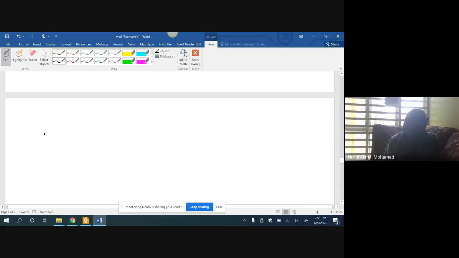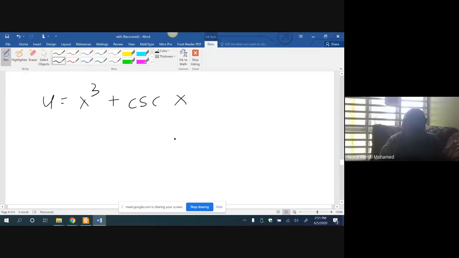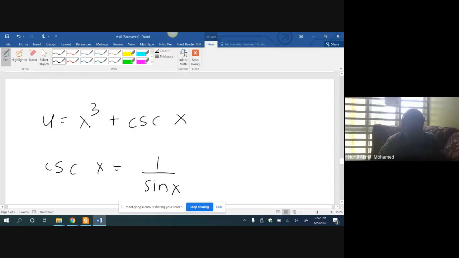So you have u equal to x cubed plus cosecant of x. For the cosecant of x, it is equal to 1 over sine of x. You want to differentiate this part here. So let's denote this as another variable.